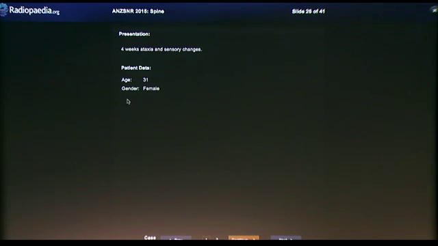So first case, it's a 31-year-old female, 4-week history of ataxia and sensory change.